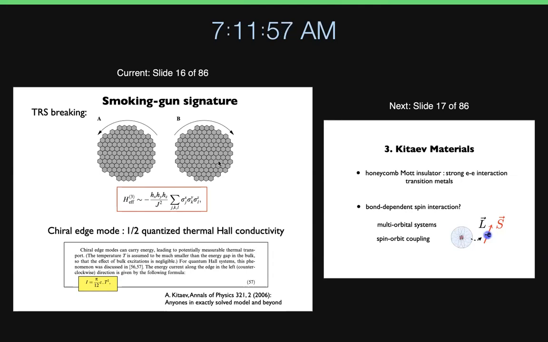And that's where the boundary will carry the conducting, well, in a sense, it's a thermal conducting, because Majorana does not have charge, does not have spin. It only carries entropy. So we will have some kind of conducting edge mode, either this way or that way. And since it's a Majorana fermion, not a complex fermion, we'll only have the half quantized value of the thermal Hall conductivity. So that was a smoking gun experiment, which was predicted by Kitaev.